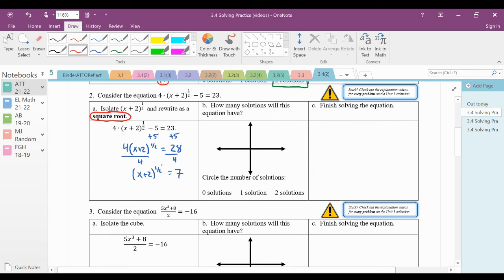square root. We've got our index of 2 and our power here of 1. So this could be written as the square root of the quantity of x plus 2. You don't need those parentheses there, is equal to 7.